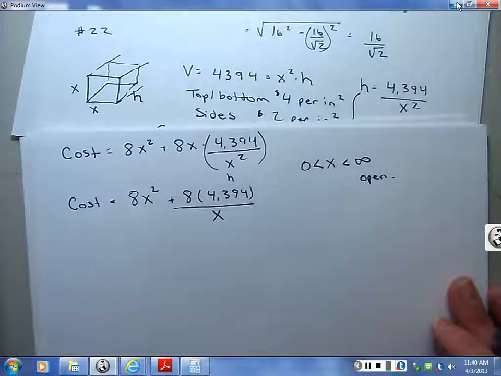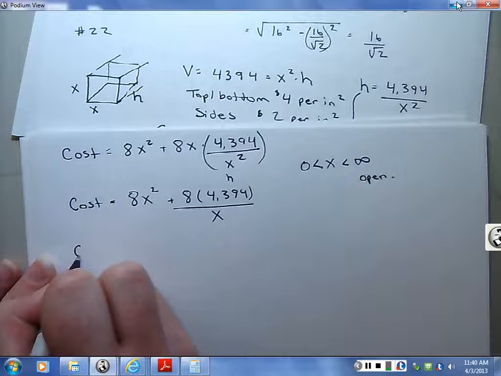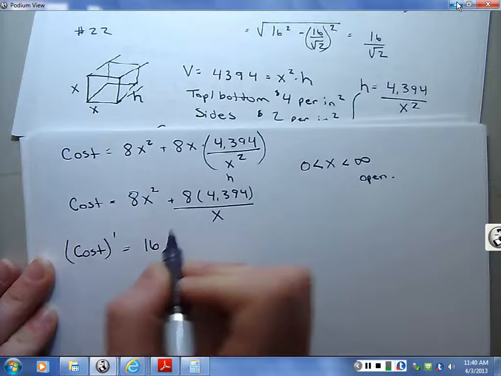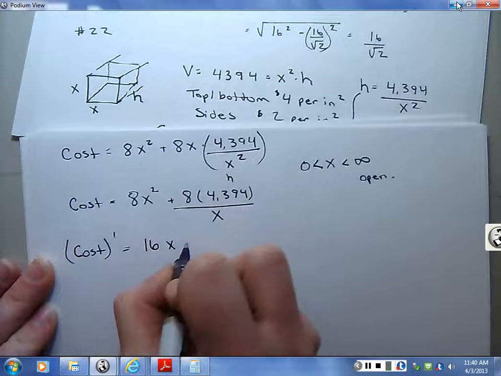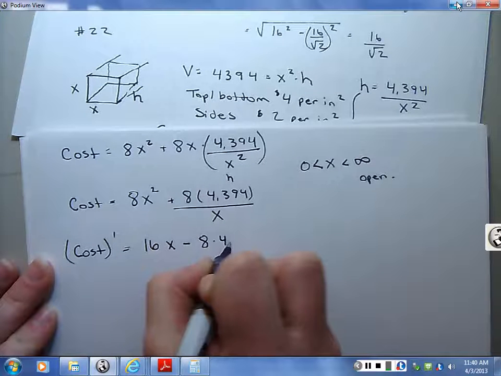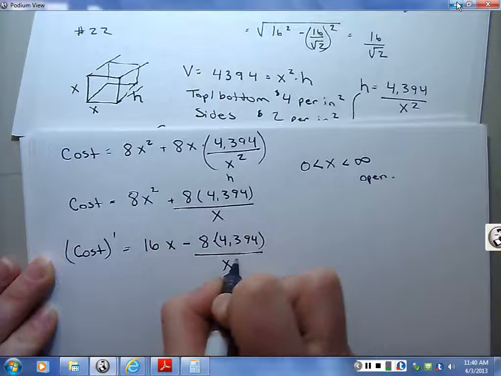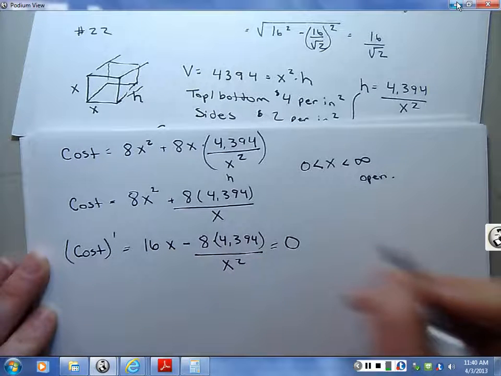So what do I want to do to the cost function to minimize it? Find the derivative. So what's the derivative of cost? That's 16x minus 8 times 4,394 over x squared. Set that equal to 0.